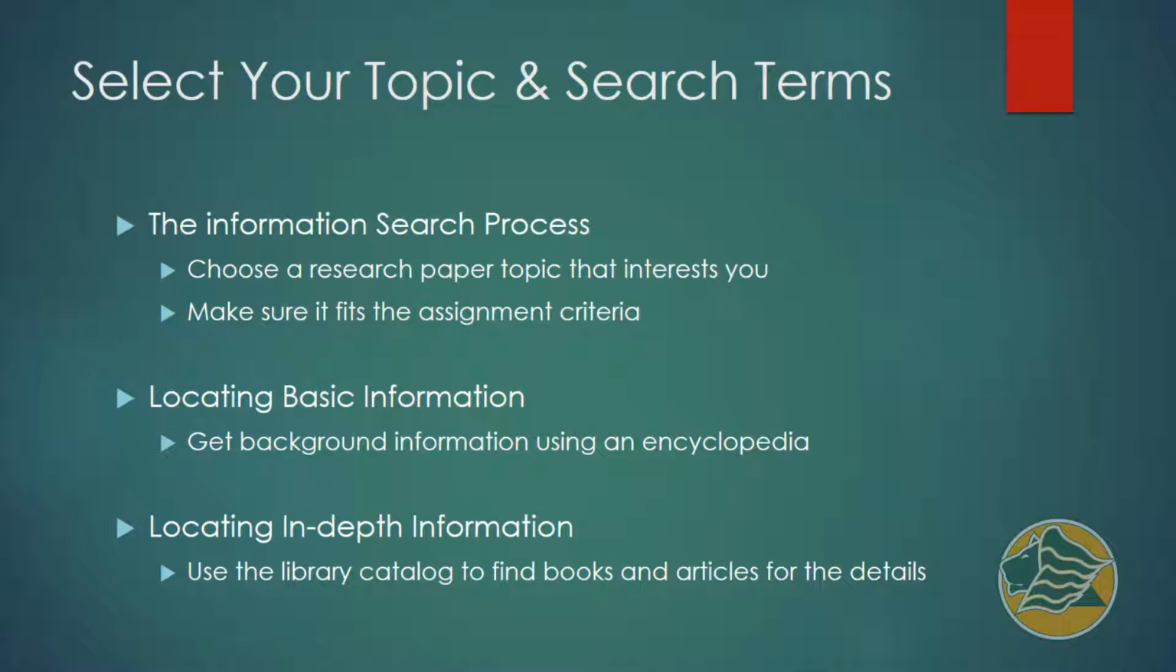The second step is to get some basic information about that. One way to do it is to look at an encyclopedia. Remember not to cite the encyclopedia in your paper, especially if it's Wikipedia. After we have some basic information, then we can locate in-depth information using the library catalog. Remember that your professor wants you to use books and scholarly journal articles for your research papers.